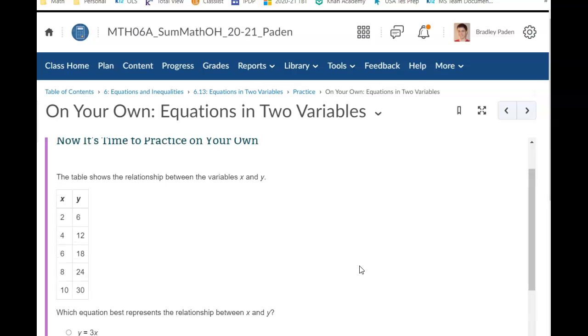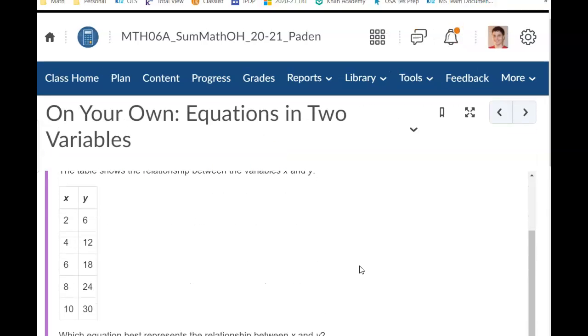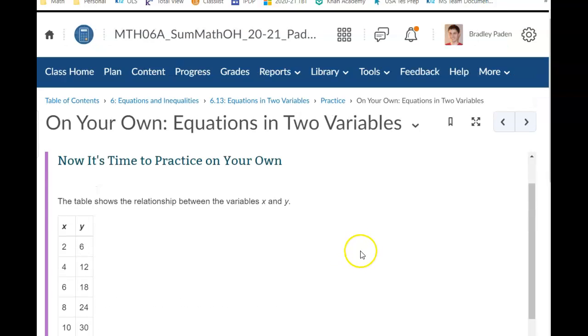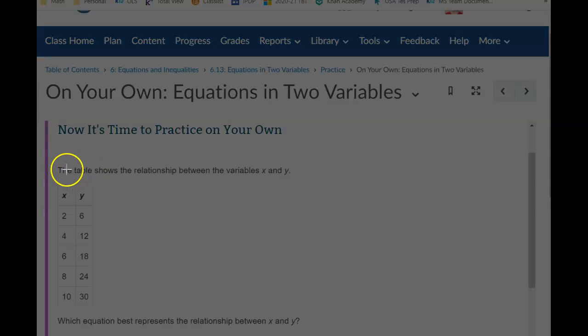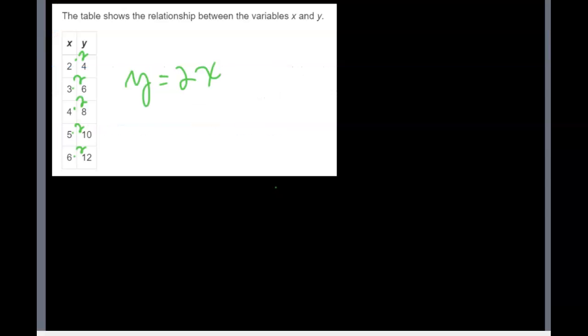Next. Same question. Which equation best represents the relationship, let me make it a little bit bigger for you guys, between x and y? Well, now I can't get it all in one screenshot. There we go. What patterns do you see here?